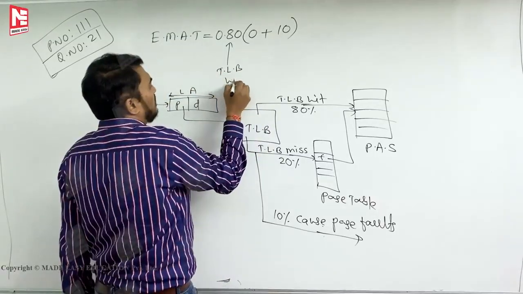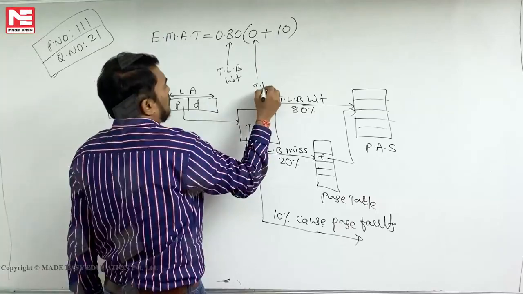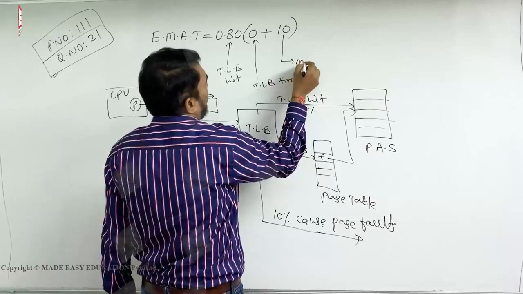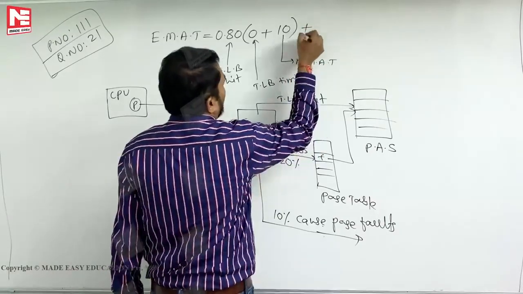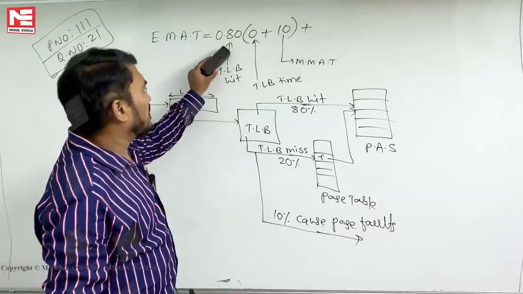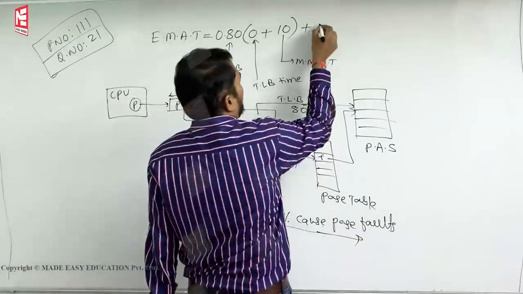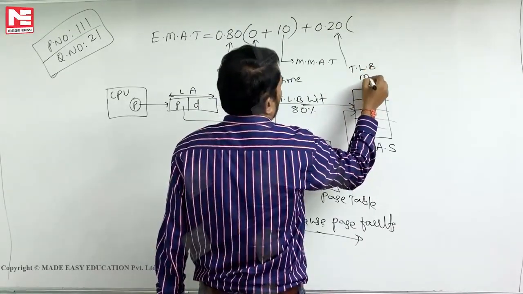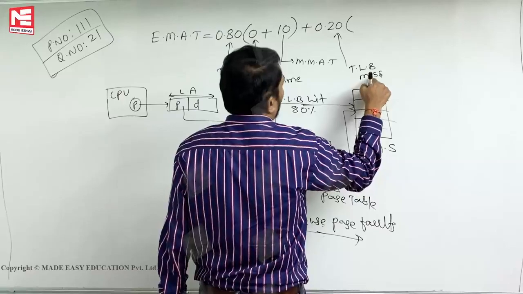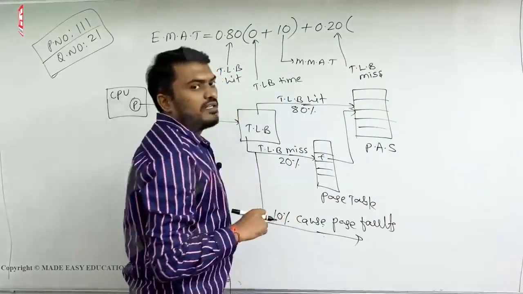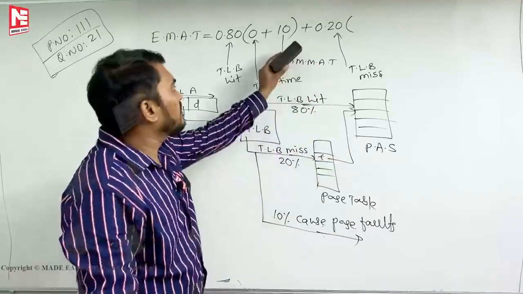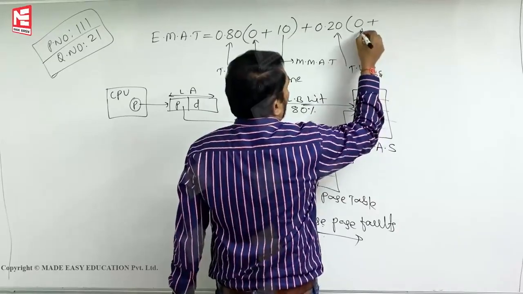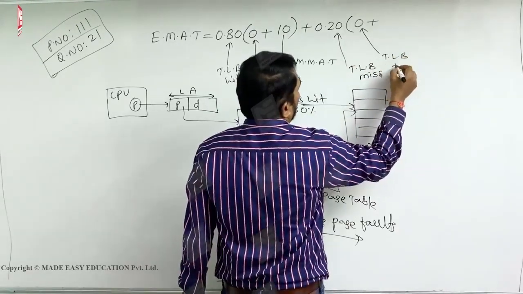So this is the TLB hit ratio, this is the TLB time, and this is the main memory access time. Plus, now tell me, 80% is the TLB hit ratio, then obviously the miss ratio will be how much here? 20%, so 0.20. This is the TLB miss. If it is a miss in the TLB, then what is happening? You are already accessing the TLB, so TLB access time will be 0.